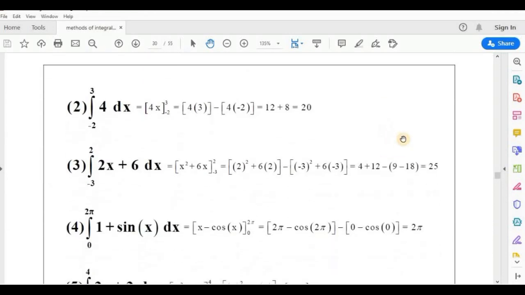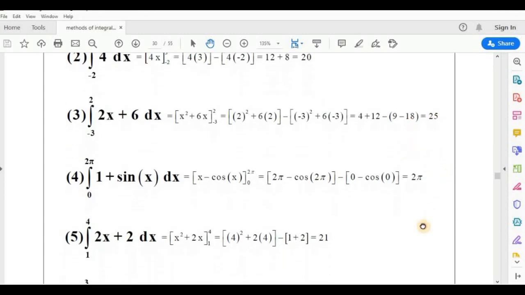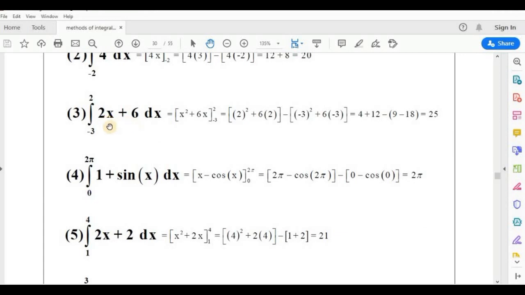Same idea here, same concept. First we find the integral of 4, it is 4x, and after substituting the limits of the integral, the result will be 20. Same idea here. First we find the integral of the function. Here the integral of this function will be x to the power 2 plus 6x, and after substituting the numbers for the limits of these definite integrals, we will have the value 25.